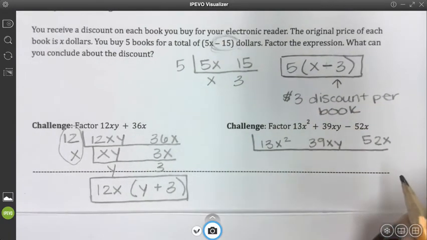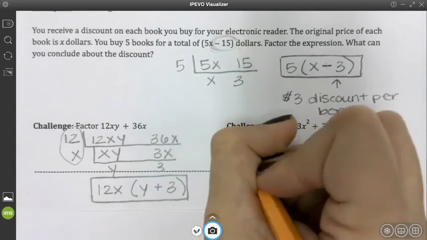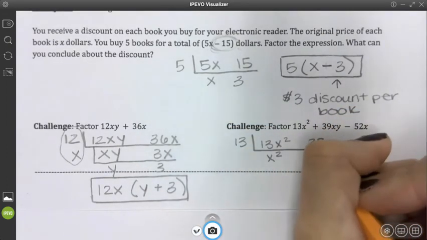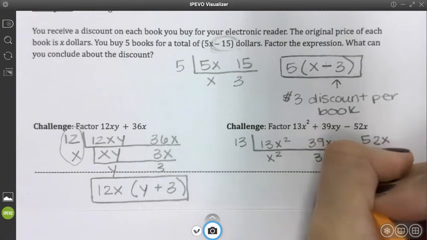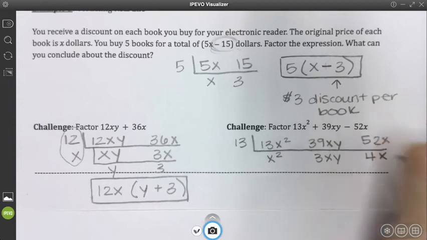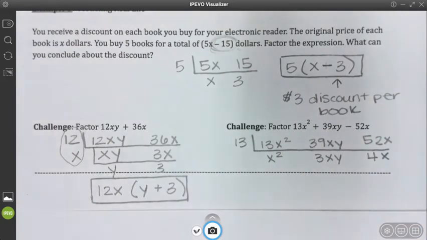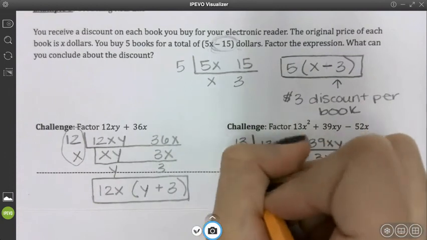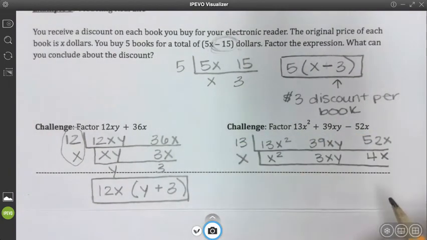Okay, what number can come out of all 3 of these? 13. That leaves me with x squared, 3xy, and 4x. Okay, do these still have a common factor involved? Do you see something, a number or a variable that they all share? Yes. I am going to divide out an x. They all have an x.